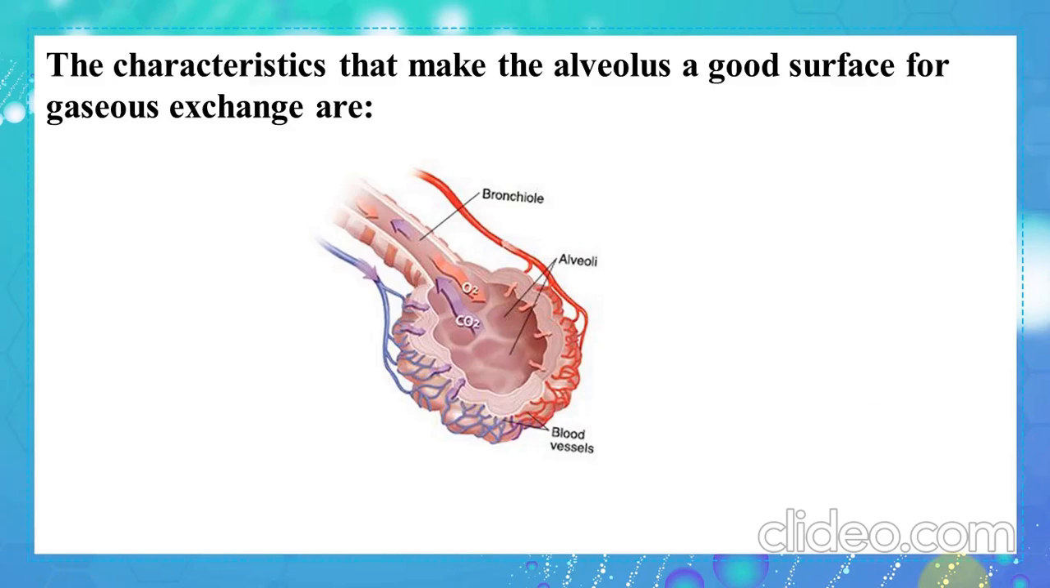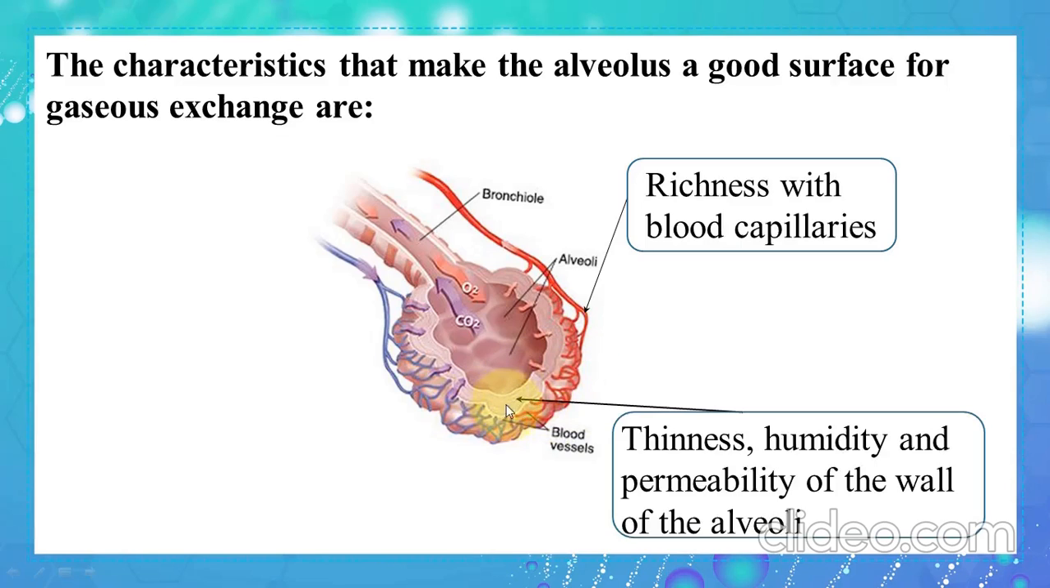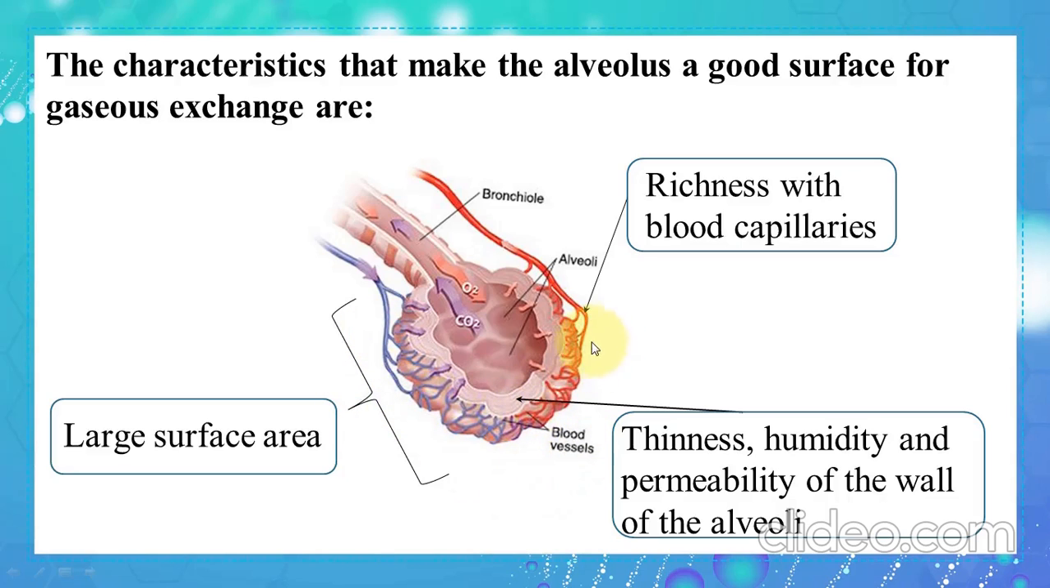Look here, a large number of blood capillaries are surrounding the wall of the alveoli. So the richness in blood capillaries allows the alveolus to be a good surface for gas exchange. Second, thickness, humidity, and permeability of the wall of the alveoli. This allows the exchange of gases between the alveolar air and the blood capillary. Third, the large surface area, which makes it a good surface for gas exchange.